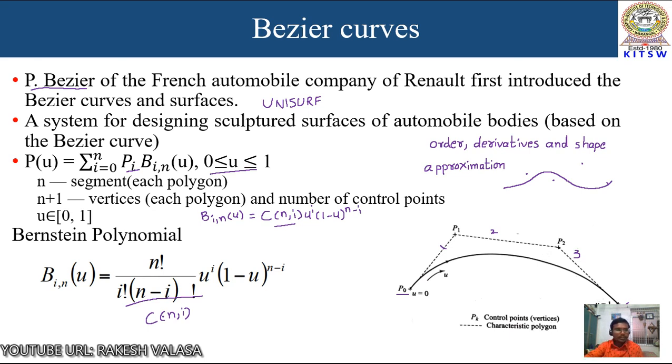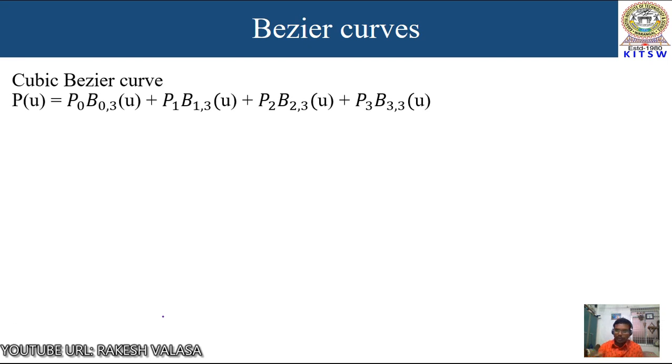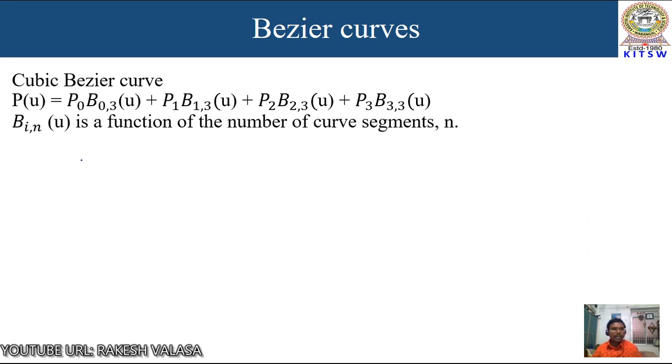Now let us write the Bezier curve for four terms, that means n equal to 3. Cubic Bezier curve. That means i equal to 0 to 3. Now elaborate the previous equation. P of u equal to P0 B0,3 of u plus P1 B1,3 of u plus P2 B2,3 of u plus P3 B3,3 of u. Here Bi,n of u is a function of the number of curve segments. This is the equation with respect to parameter u.